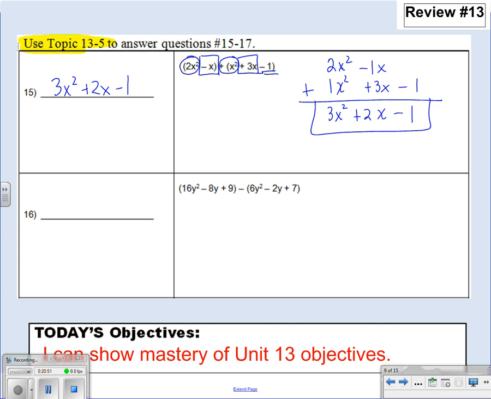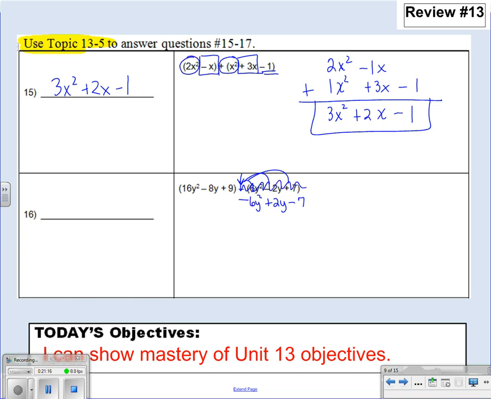The next one, we have a subtraction sign. So when there's a subtraction sign, we have to distribute it into the parentheses. That means we're going to change the sign of everything inside the parentheses. So the positive 6y squared becomes a negative 6y squared. The minus 2y becomes a plus 2y, and the plus 7 becomes a minus 7. So we have distributed the minus sign.